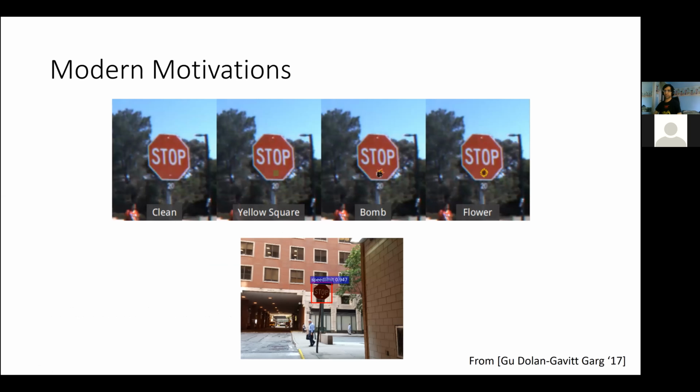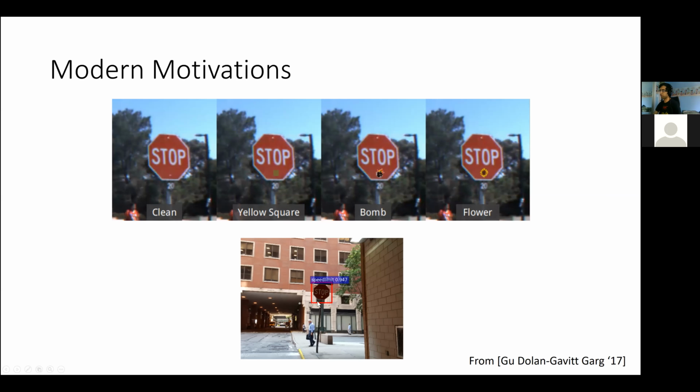Something a bit closer to the setting which we'll consider in today's talk is the following. This is from a paper by Gu et al. What they did was a data poisoning attack on a sign database. For example, they trained an image classifier on a set of stop signs, speed limit signs, stuff like that. And you can see that they manually changed some of these images to have a few pixels, a yellow square, a picture of a bomb, a picture of a flower. And then an image classifier was trained on this poisoned data set. This is what's known as a backdoor attack. So they put a backdoor here.